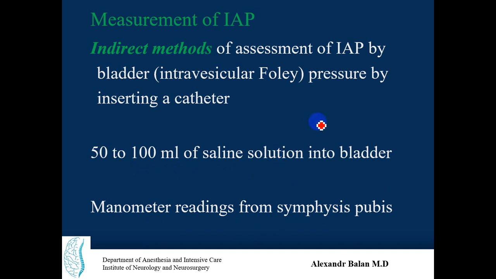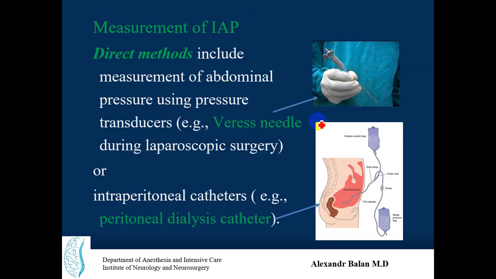These measurements are not so invasive, as you are only applying to the channel of the Foley catheter, and it can be removed easily. In contrast, direct methods include measurement of intra-abdominal pressure by using transducers like a Veress needle during laparoscopic surgery, and another one is a peritoneal dialysis catheter. But direct methods are invasive.